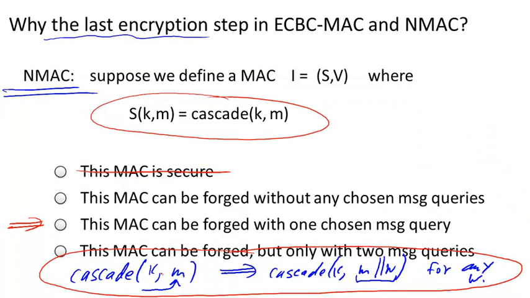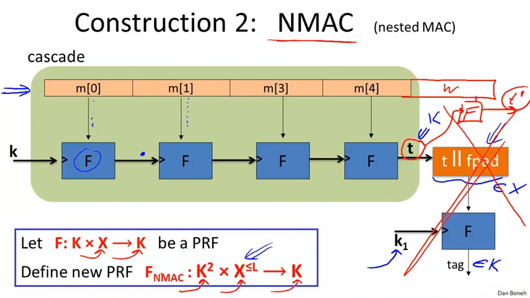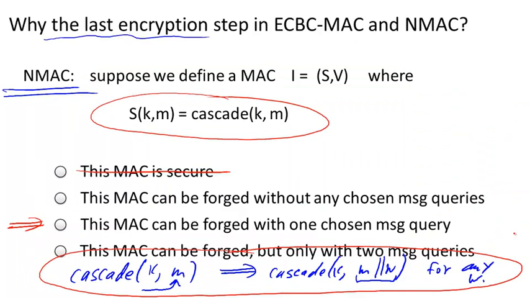So basically, cascade is completely insecure if we don't do this last encryption step. And the last encryption step here basically prevents this type of extension attack. I can tell you, by the way, that in fact extension attacks are the only attacks on cascade, and that can be made precise, but I'm not going to do that here.